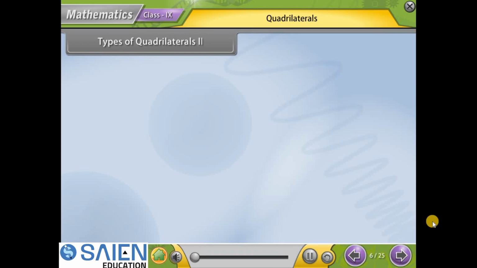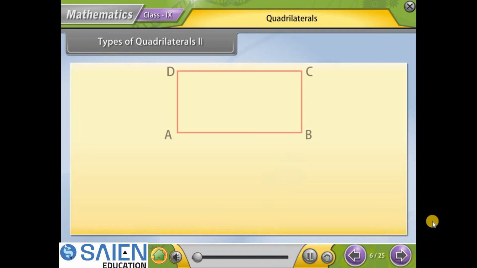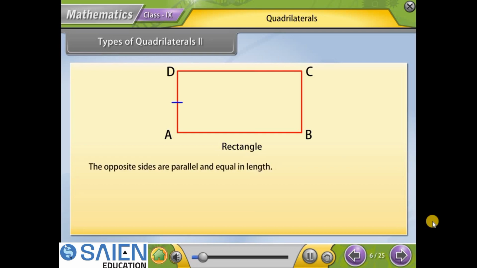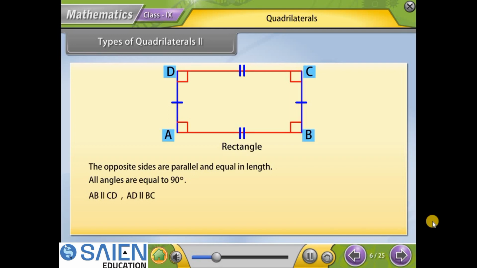Types of quadrilaterals. Now come to rectangle. In a rectangle, the opposite sides are parallel and equal in length, and all angles are equal to 90 degrees. Here, AB is parallel to CD and AD is parallel to BC. And the angles A, B, C and D are of 90 degrees. So, ABCD is a rectangle.